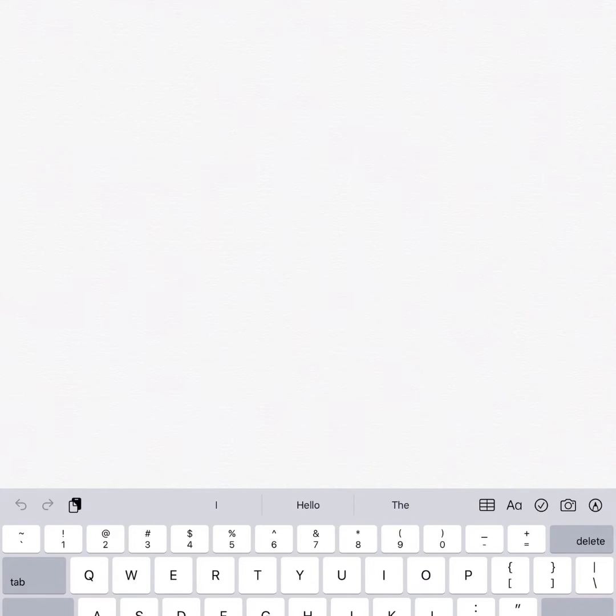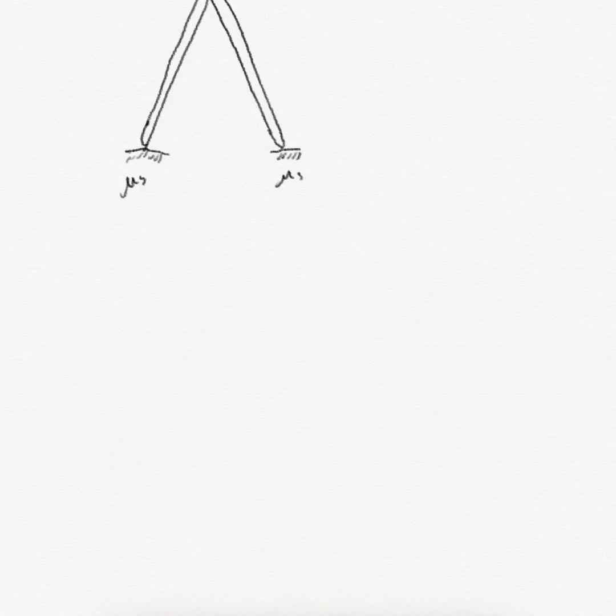Okay, so let's work on this problem. Two beams pinned together. Here, contact, mu s, coefficient of friction. We need a better pen. Alright.